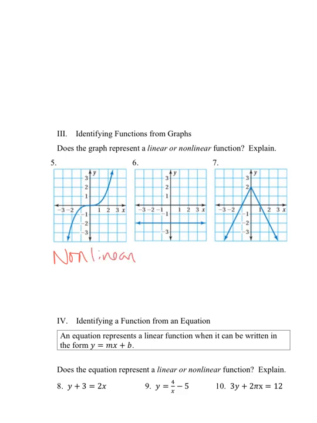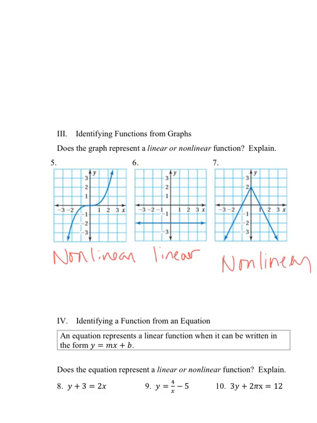The next one is linear. Each time x increases, y is remaining the same. So it's creating that straight line. X is increasing, y stays the same, so it's a constant rate of change. This last one is nonlinear.